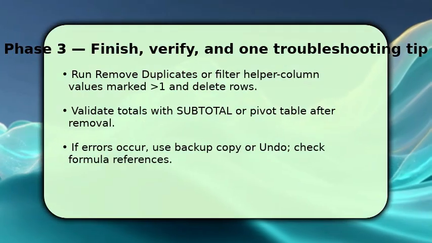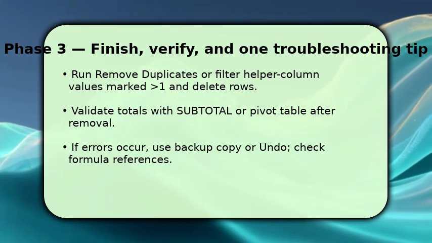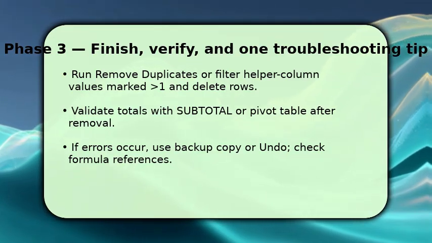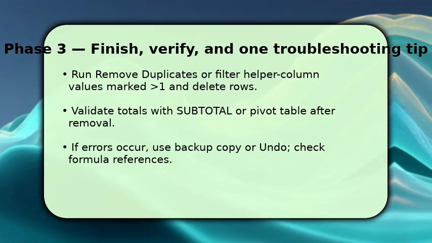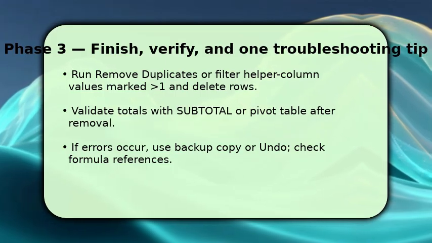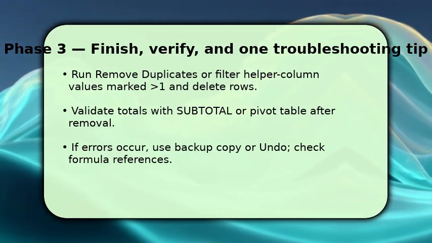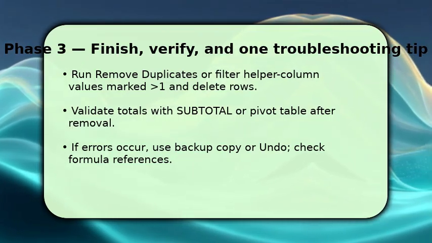You can now remove duplicates. Either execute Remove Duplicates or filter the helper column for values greater than 1 and delete visible rows. Once removal is complete, validate by recalculating totals with SUBTOTAL or building a quick pivot table to ensure counts match expectations. If something goes wrong, immediately use undo or restore the backup copy.